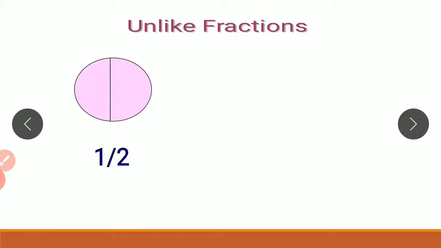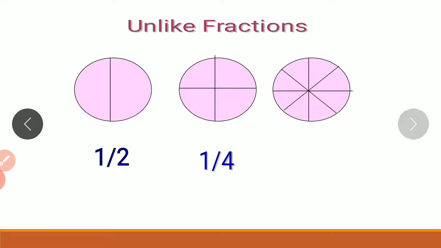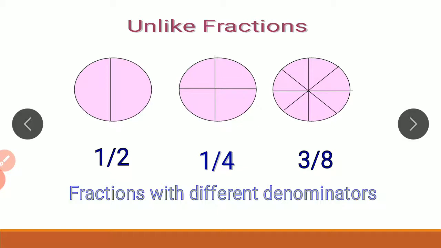Unlike fraction means just the opposite of like fraction. So fractions having different denominators are called unlike fractions. In like fractions, the fractions have the same denominator, but in unlike fractions, the fractions have different denominators. That means all the fractions have different denominators.